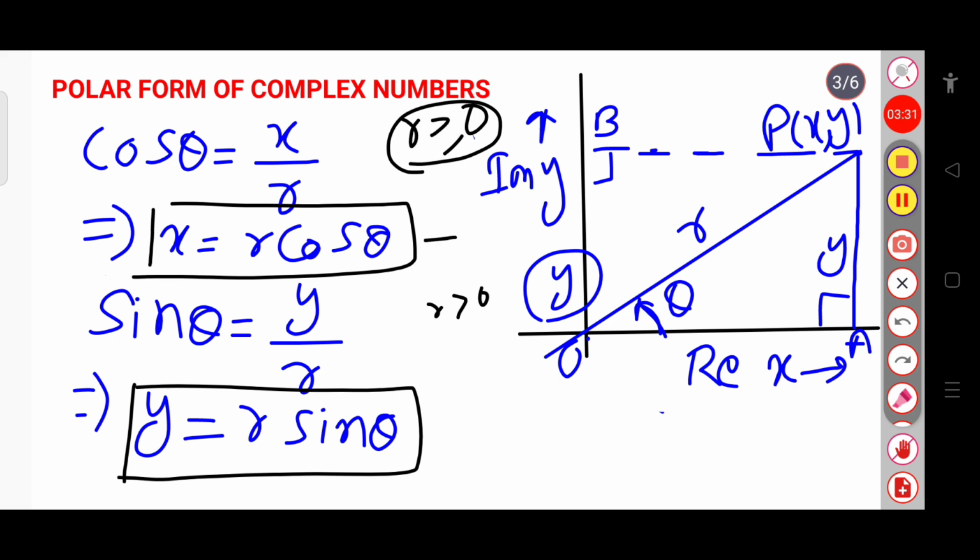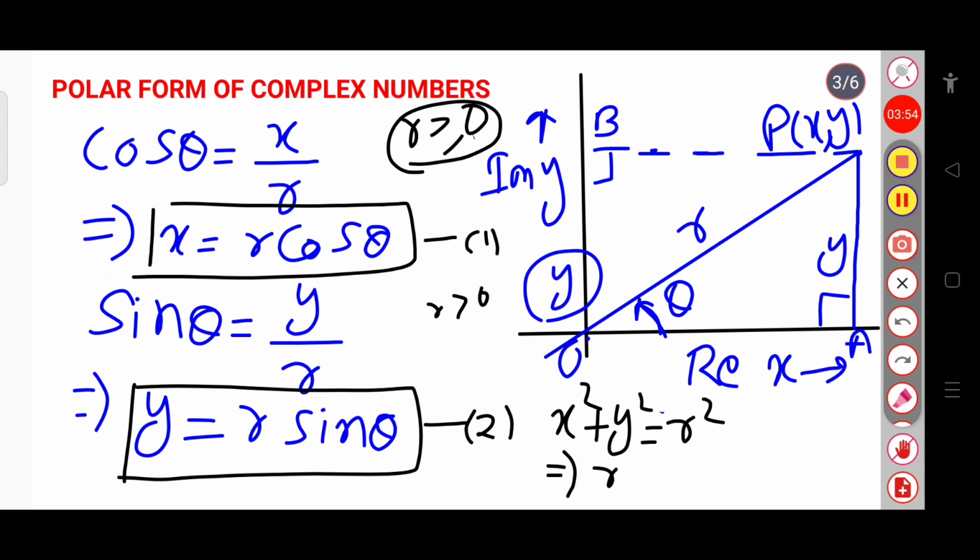If I square and add these two equations, 1 and 2, then x square equals r square cos square theta, and y square equals r square sin square theta. So x square plus y square equals, taking r square common, r square times cos square theta plus sin square theta, which becomes 1. So r will be equal to the square root of x square plus y square. Clear?